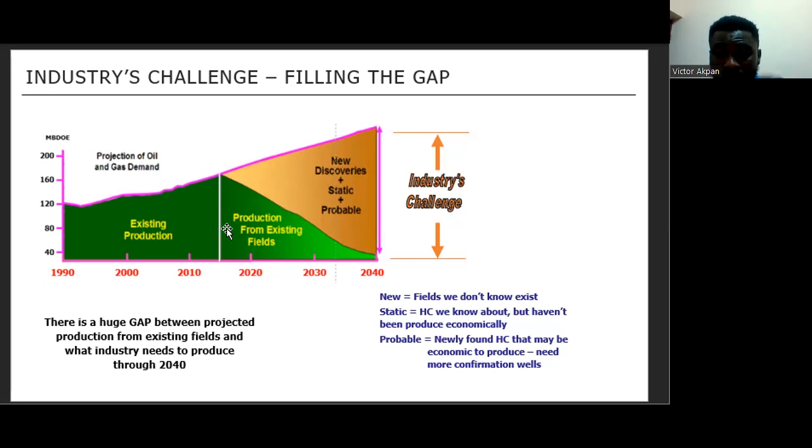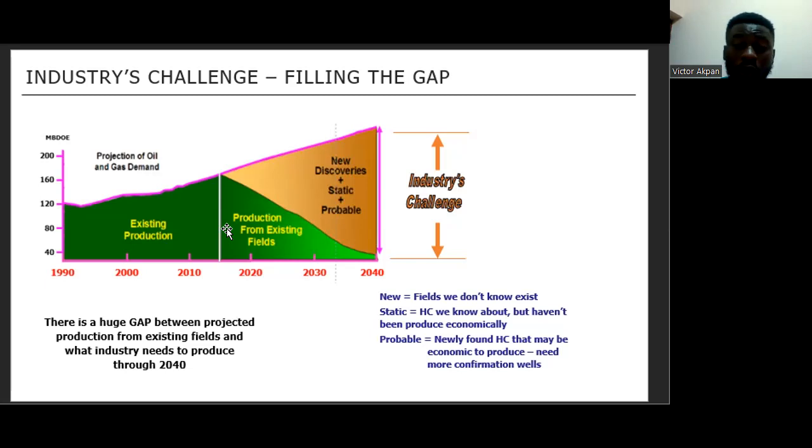And what's the way forward? We need to explore for new fields that we don't know yet exist, like was recently discovered in the United States of America, right? And even discovering many in Africa today. Angola, Nigeria are discovering new fields, exploring static fields, that is hydrocarbon fields that we know about but haven't been produced economically, and even going as far as confirming probable fields that we suspect have hydrocarbon, and then we need to conduct more drilling for confirmation wells to know if indeed there's hydrocarbon here and how much hydrocarbon is there.